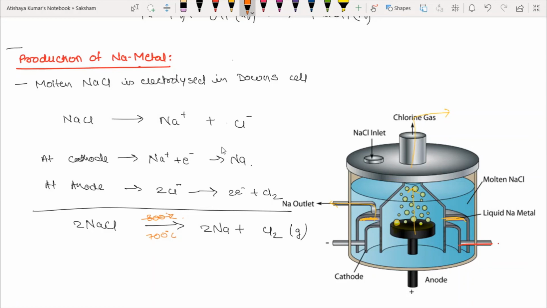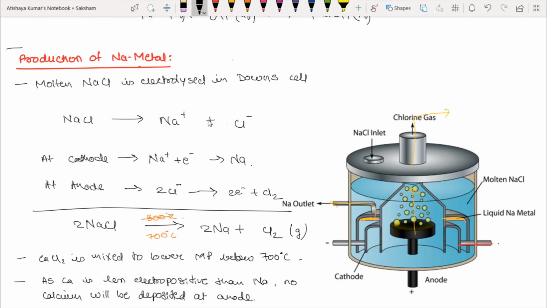and the solute that is used in this case is calcium chloride. Calcium chloride is mixed to lower the melting point to below 700 degrees centigrade. As you also know that calcium is less electropositive than sodium, no calcium will be deposited at this cathode.